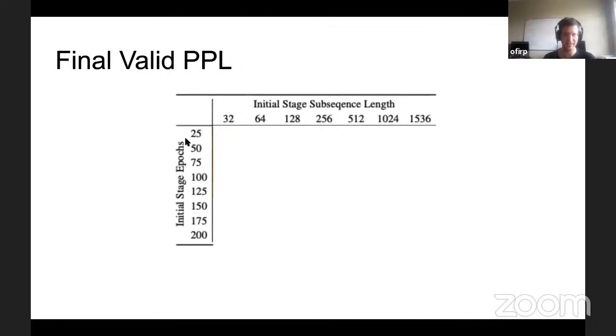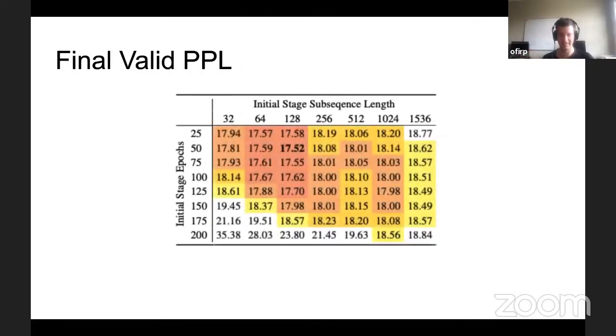And then the other parameter that we're going to explore is the number of epochs in the initial stage. Our baseline was trained for 205 epochs, so we're going to train all our models for the same 205 epochs. But we're going to vary the amount of epochs we spend on the first stage. And that's it. So we're only exploring two hyperparameters here. And these are the results.